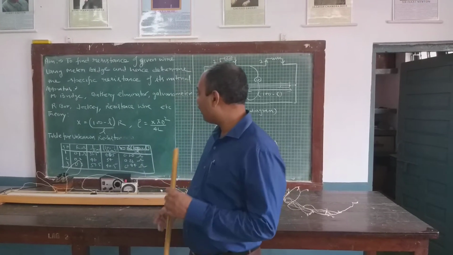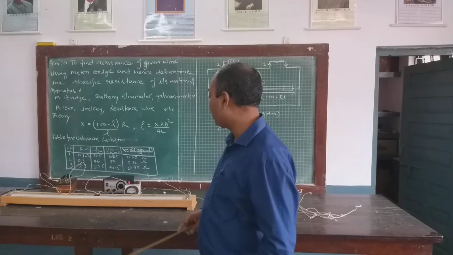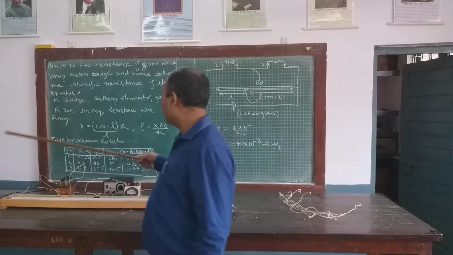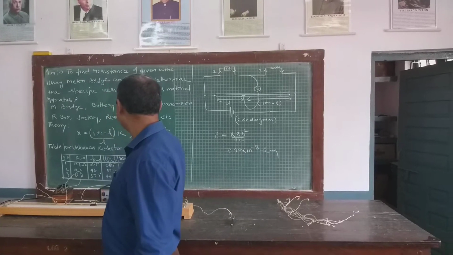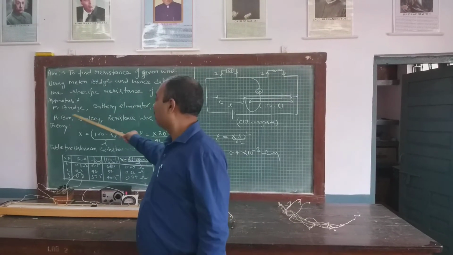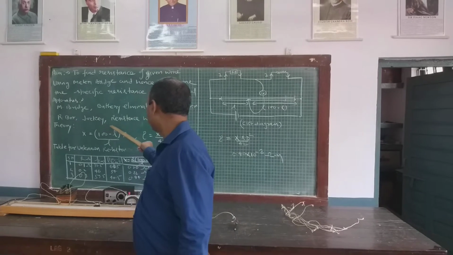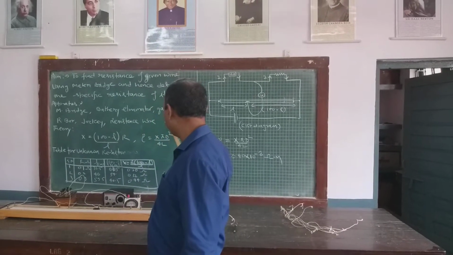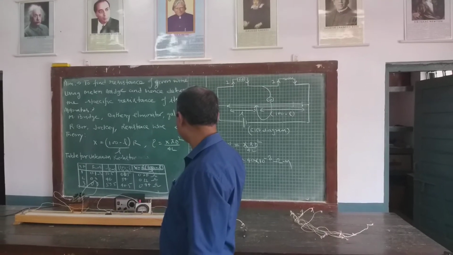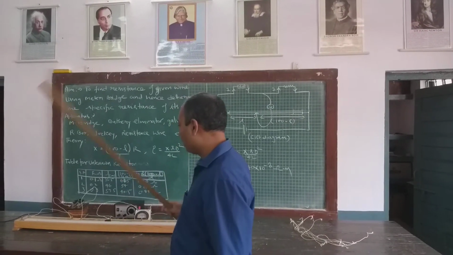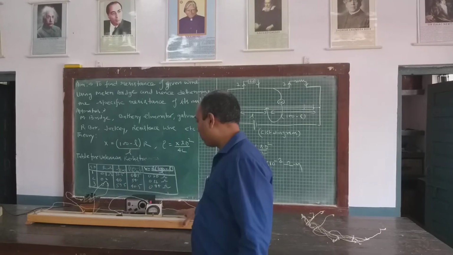Now just see what are the apparatus which are required to do this practical. The first apparatus is the meter bridge, then battery eliminator, galvanometer, resistance box, jockey, resistance wire. It will require screw gauge and many others. As we proceed to the practical, I will go through them. So just see here that apparatus.